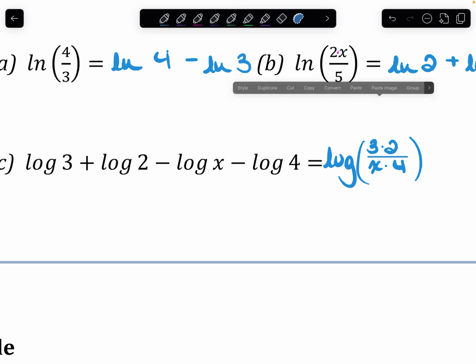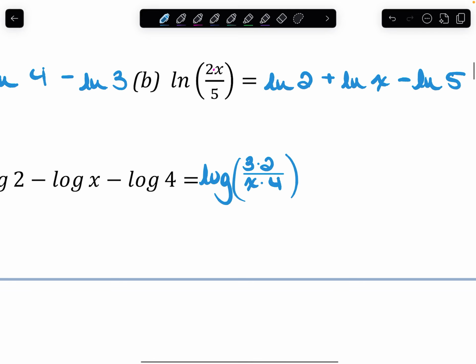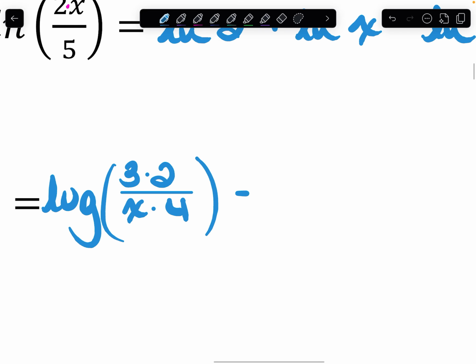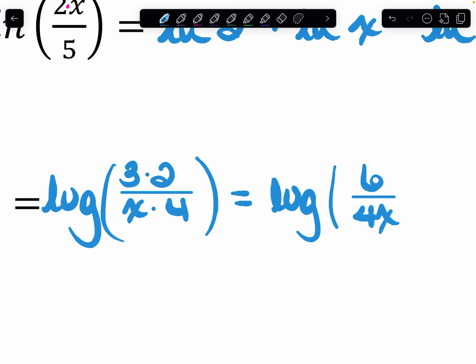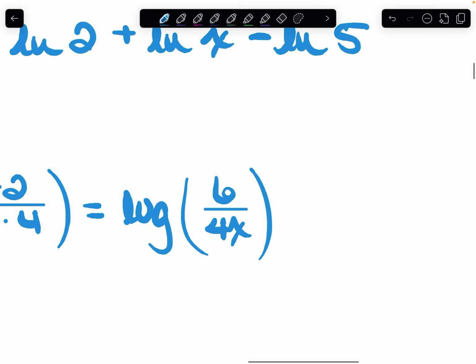Once it's down, then you may need to simplify, so you've got to simplify everything as much as possible. So that would be, I'm going to go this way so I don't run into the edge of the paper. Log of 3 times 2 is 6 over 4x, and then you've got to get that 6 over 4 reduced. So log of that is 3 over 2x.